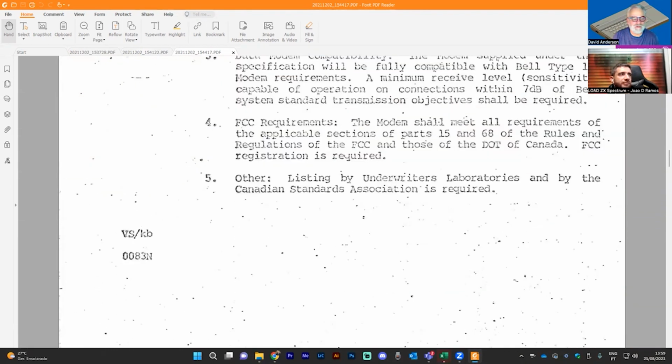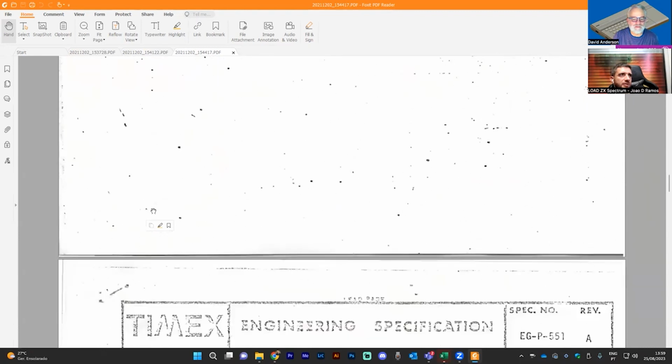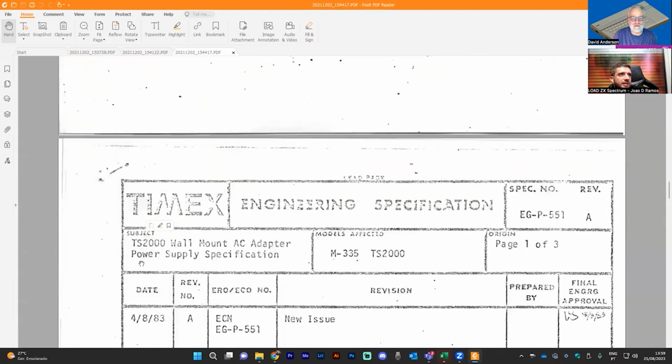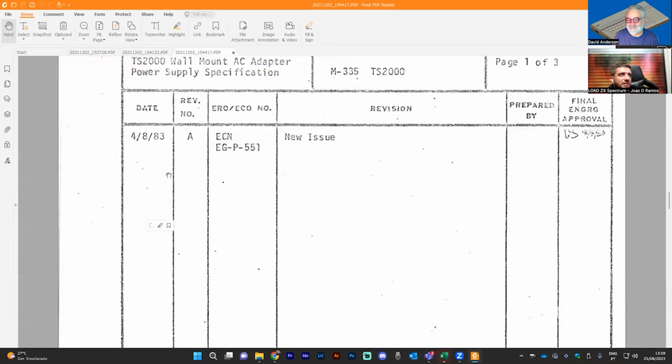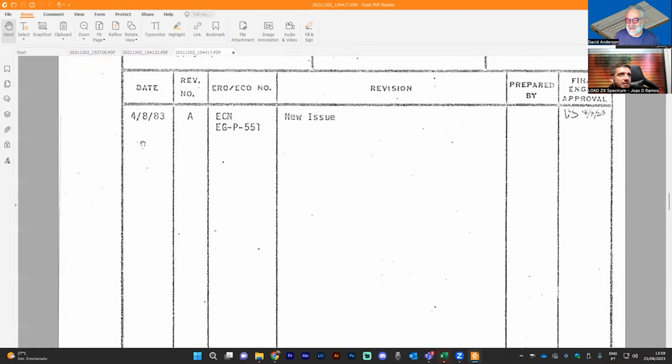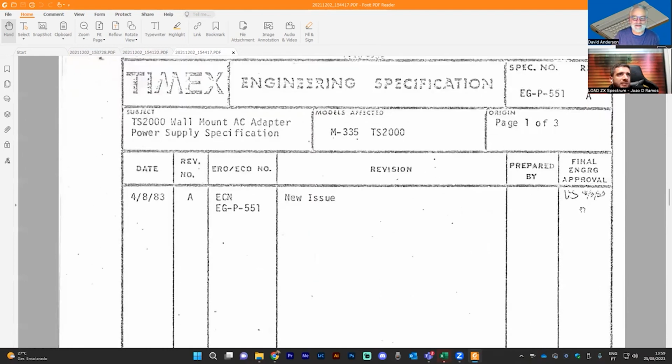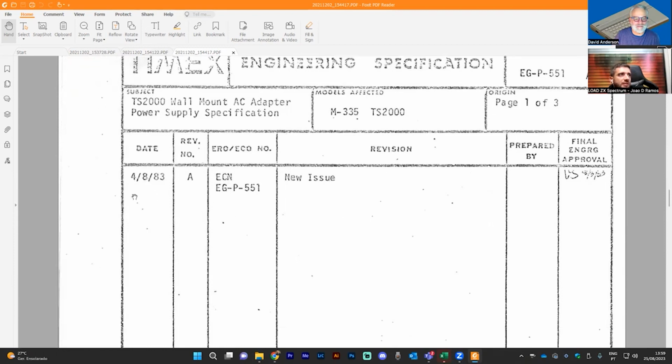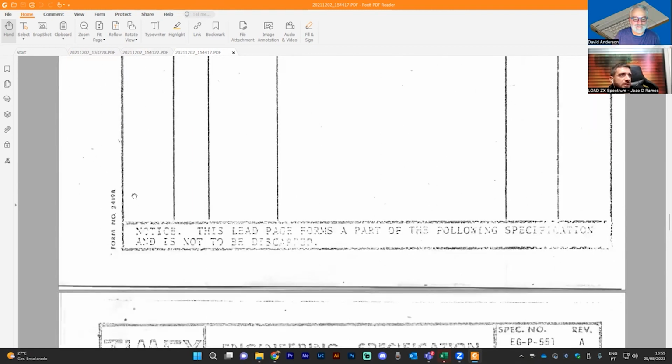Oh, VS, there's Vita Shift, probably, and probably some secretary. Then a document that seems different. This is the wall mount power supply for the 2000. What's the date? Victor Shift, I think. It's on the right timing. VS seems so. Final engineering approval, new issue. At the same time, on the 8th of April, they were dealing with things for the 2000, of course.